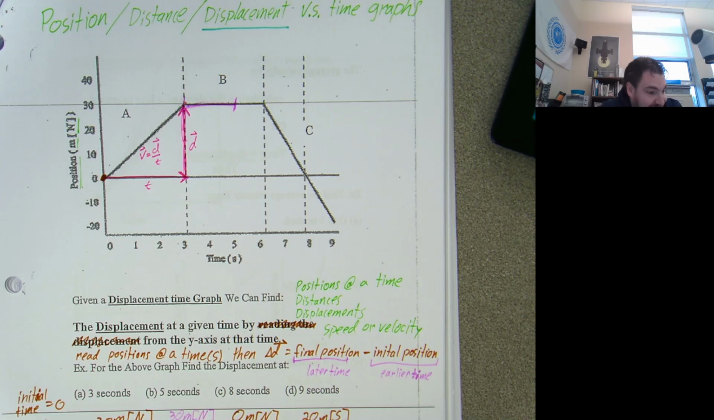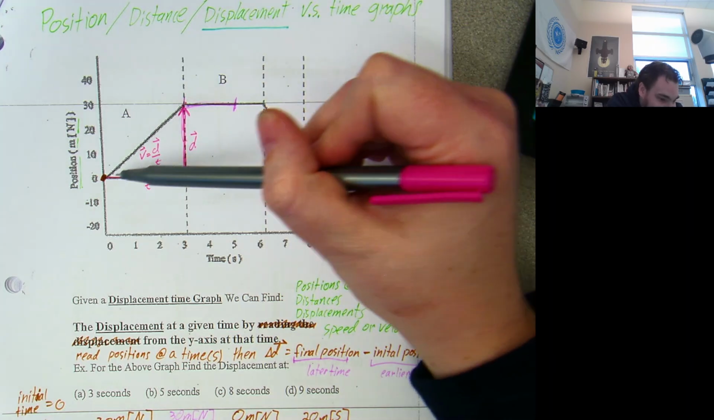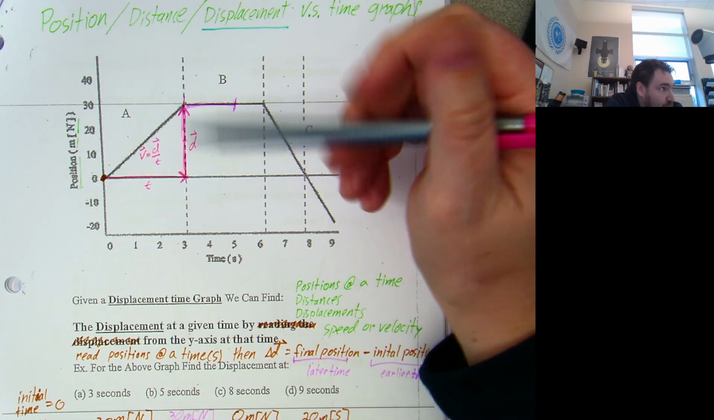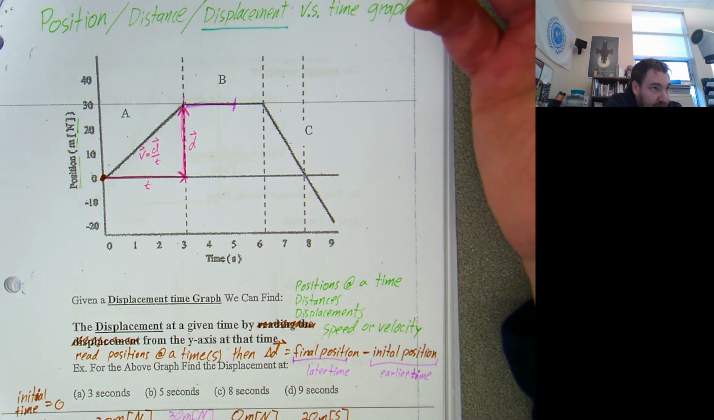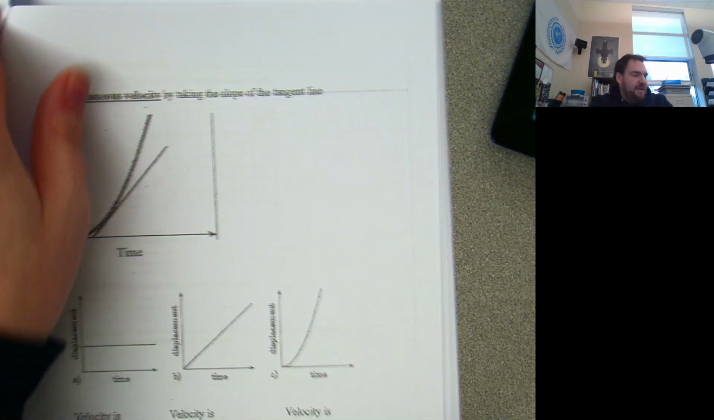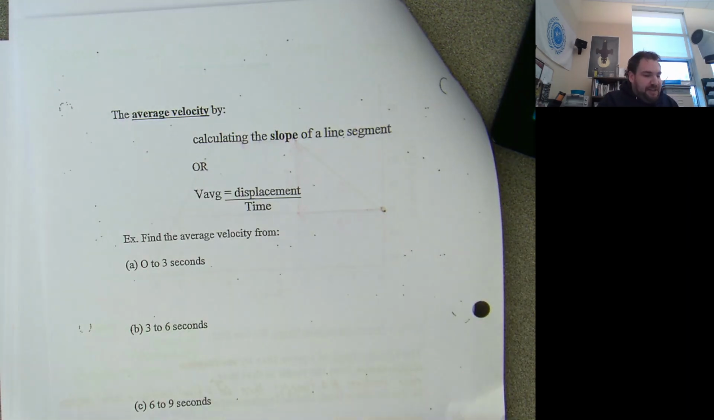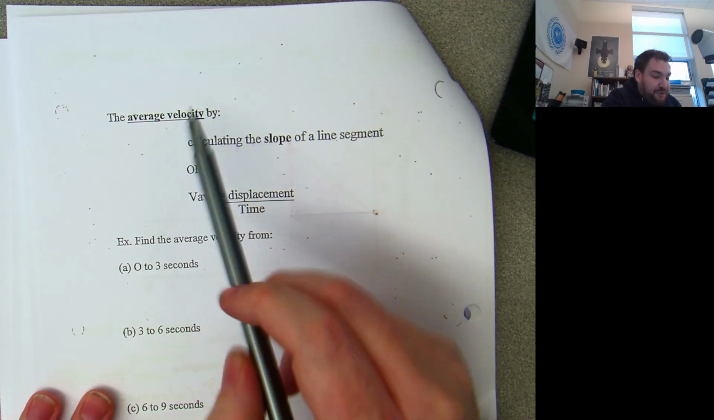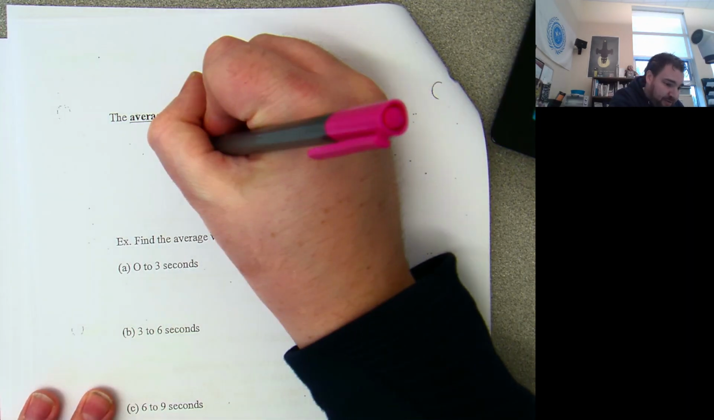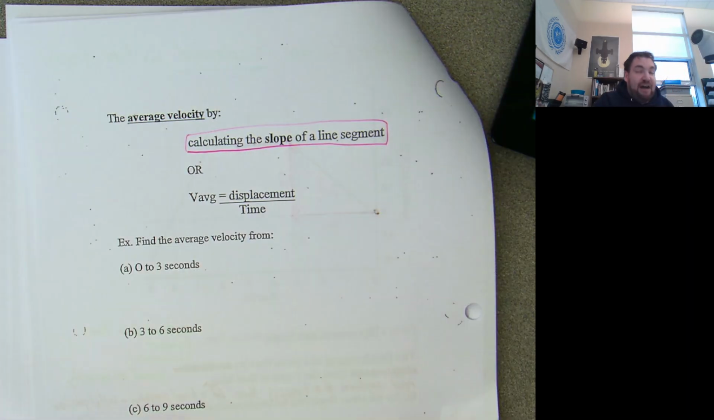Think back to Math 10. On a graph, when you took a vertical distance and divided it by a horizontal distance, what concept were you finding? Slope. So on a position-time graph or a displacement-time graph, average velocity can be found by calculating the slope of a line segment.